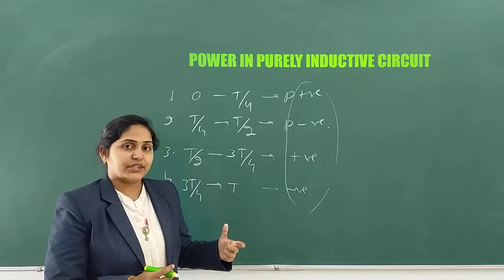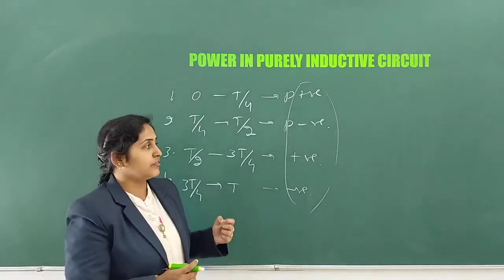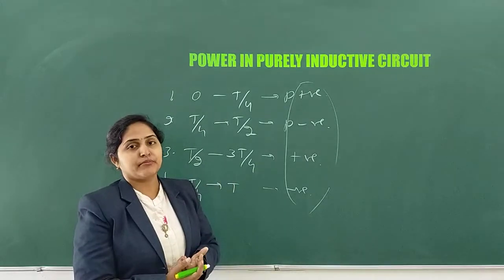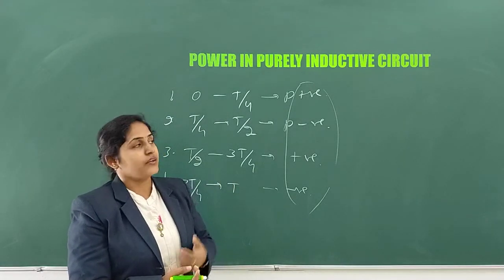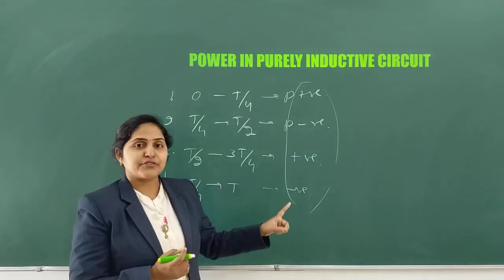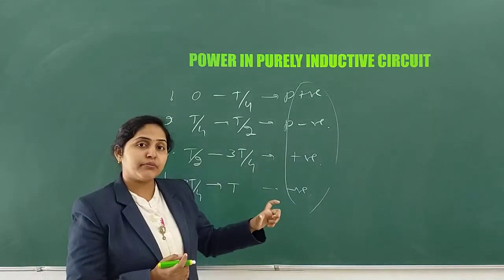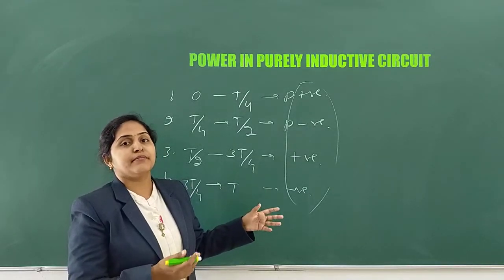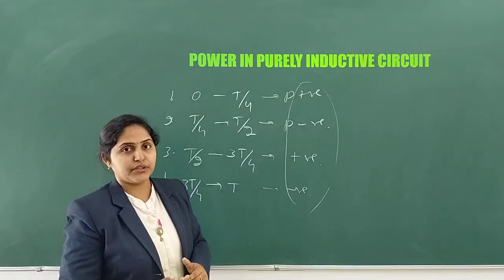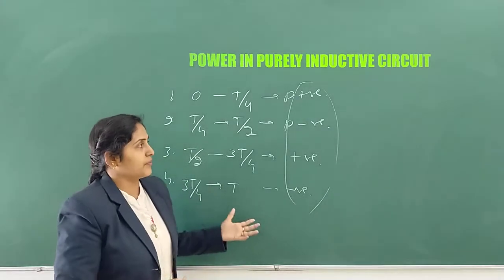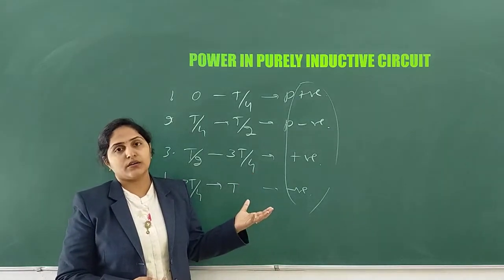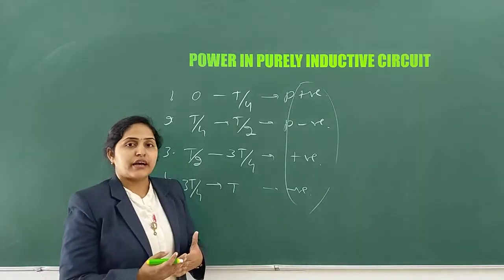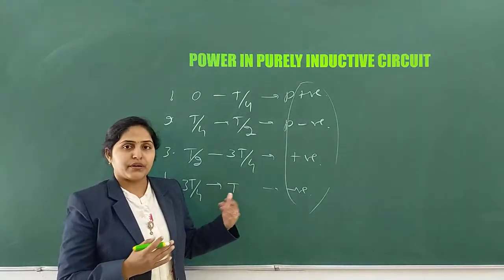When the power is negative, the energy is supplied back from the magnetic field to the source. So remember, the power is positive when energy is supplied to the magnetic field, and power is negative when energy is supplied back by the magnetic field to the source. This is about the value of power over a complete cycle, and also the values of power for respective quarter cycles.